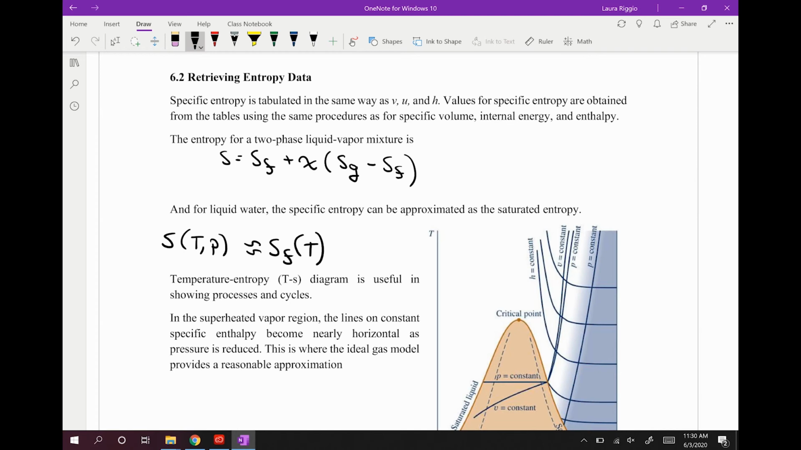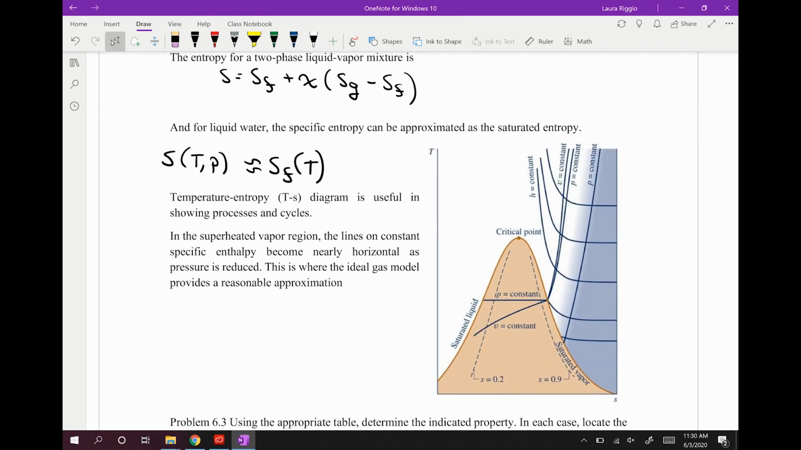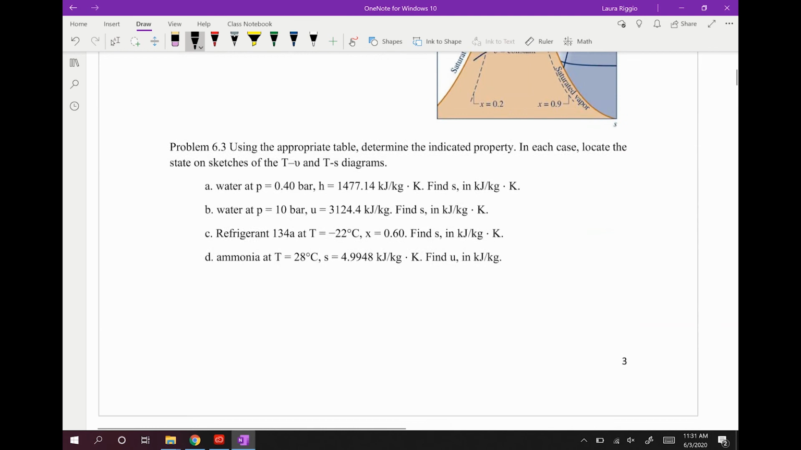You can also make a temperature-entropy diagram. It's called a TS diagram. It's useful in showing processes and cycles and also how to compare a real and ideal process. In the superheated vapor region, lines of constant specific enthalpy become constant as your pressure is reduced over here. And that's where you're able to apply your ideal gas approximation.